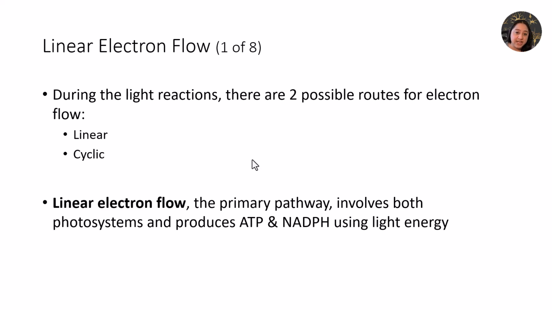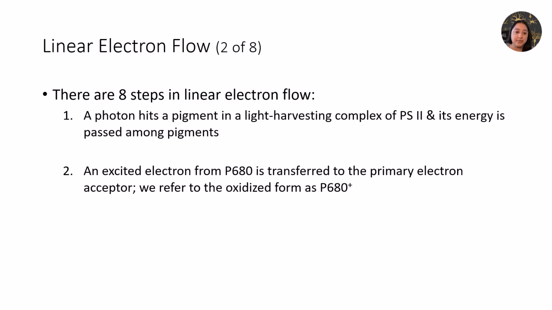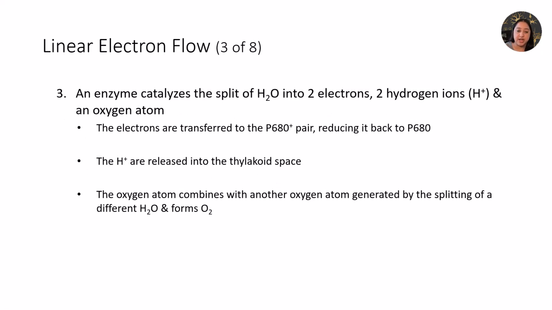Okay, and so during the light reactions, there are two possible routes for electron flow. There's the linear electron flow and then cyclic electron flow. And so we'll talk about the linear electron flow first. So linear electron flow is the primary pathway, and it involves both photosystems, 2 and 1, and produces ATP and NADPH using that light energy. So there are 8 steps in linear electron flow. Let me show you a picture really quick so that maybe it can help as I describe each of these steps.